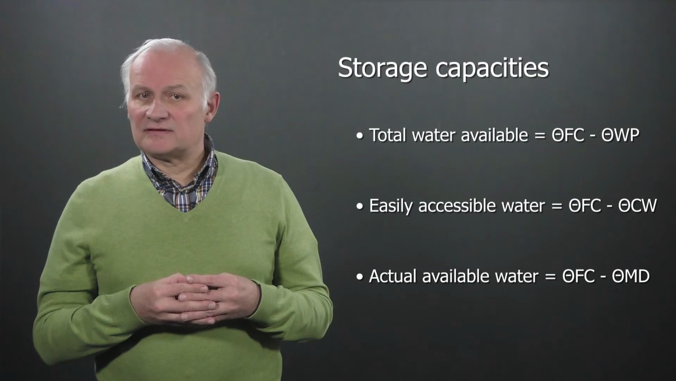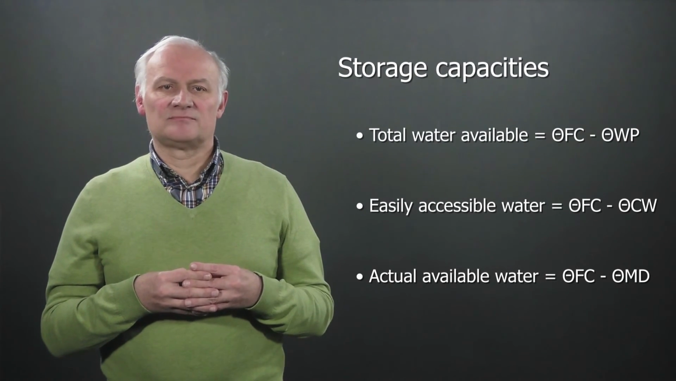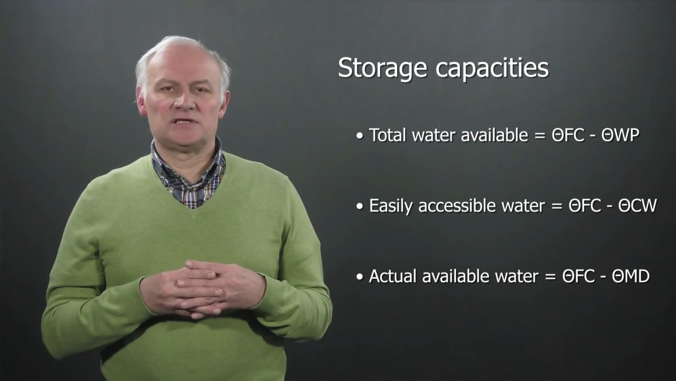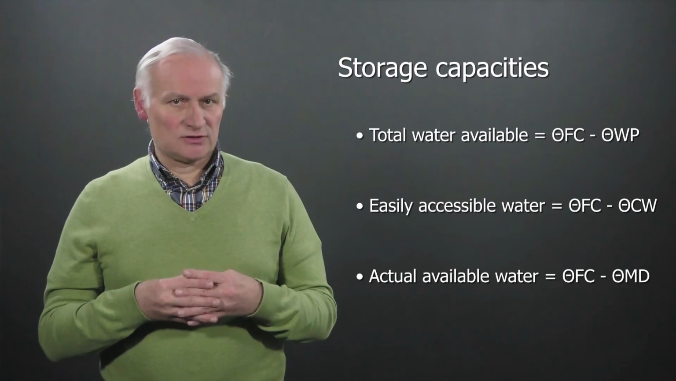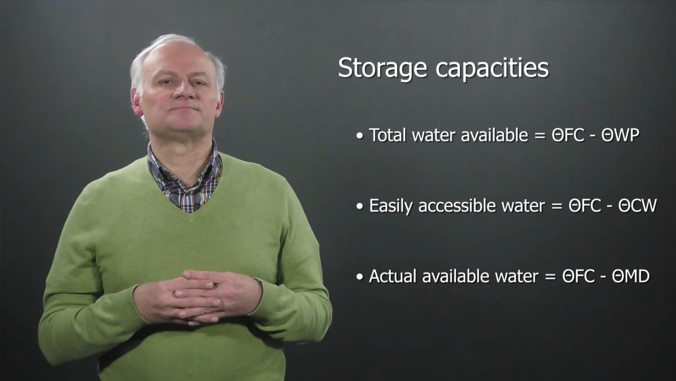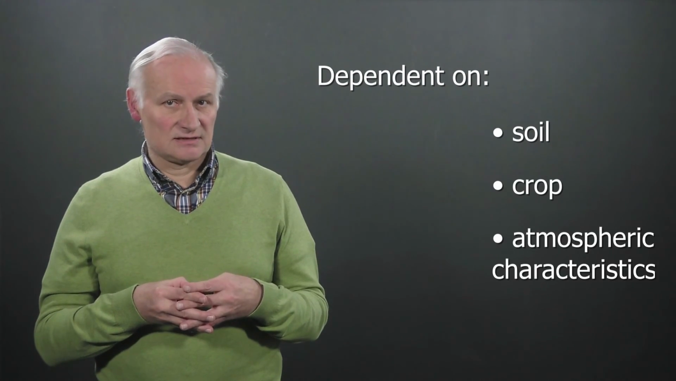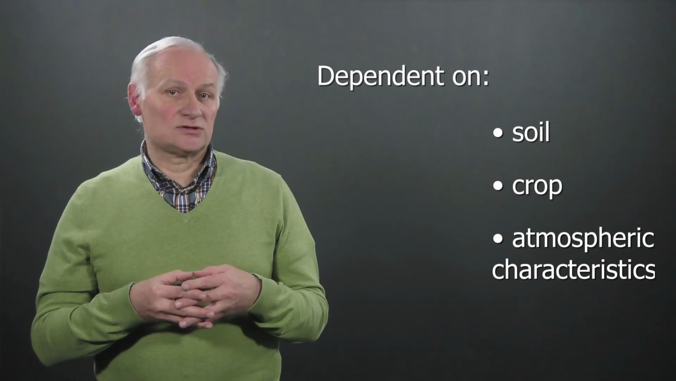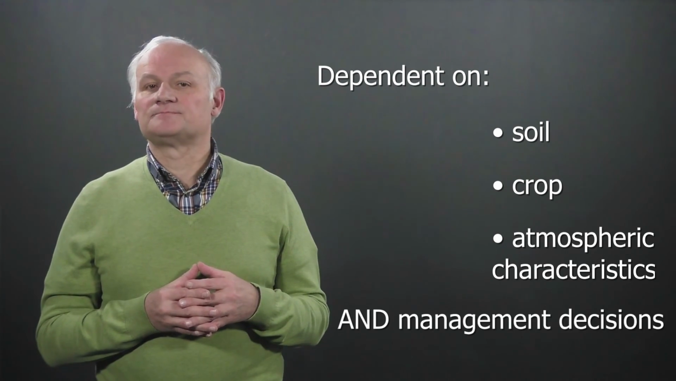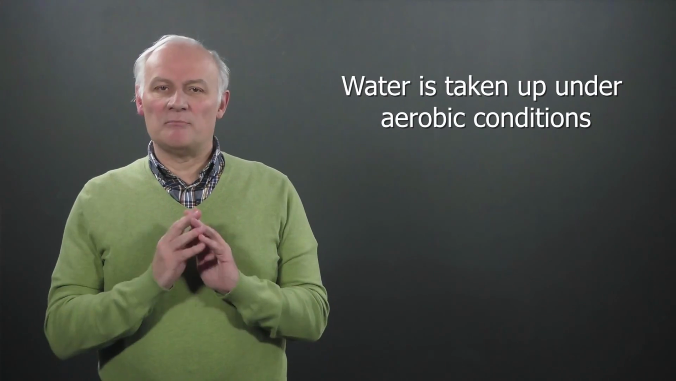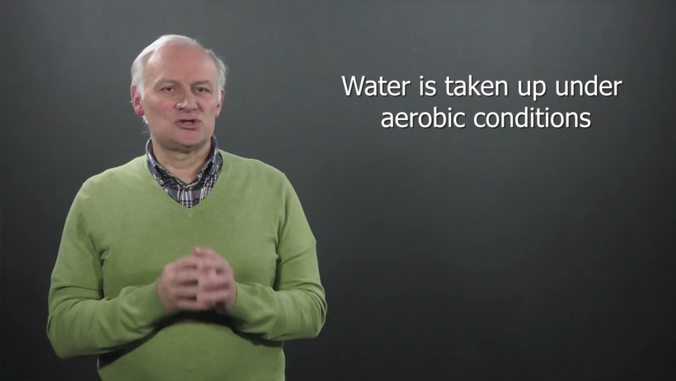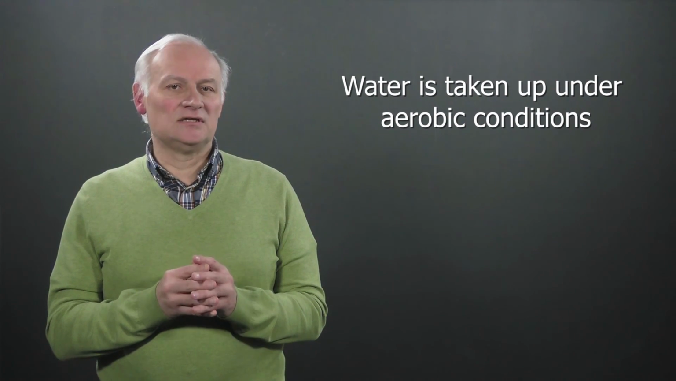We've now outlined the different states of soil water content. This is a bit simplified as concepts, but they're sufficiently useful for irrigation. And we should remember they're dependent on soil, crop and atmospheric characteristics, as well as on management decisions by the farmer. It is very important to remember that the water is taken up by the roots under aerobic conditions. A major challenge for irrigation is to supply the water to the root zone in an efficient way.